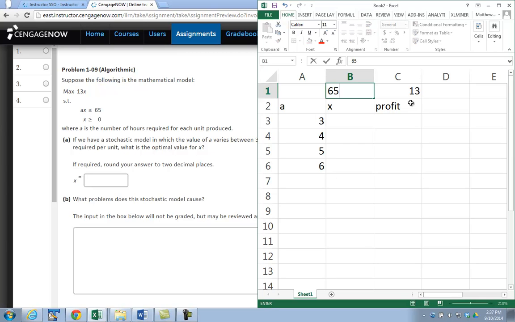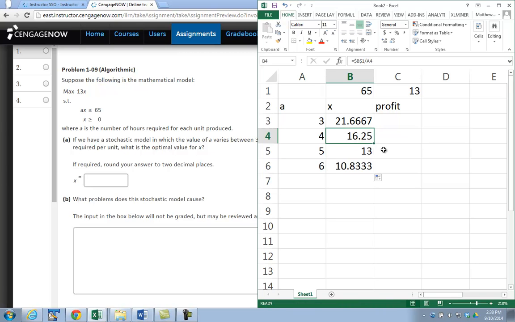For the constraint, I'm going to put the right hand side up in row 1, which is 65 for me. Because it's a less than or equal to, I can just treat it as an equal to, so I can say AX equals 65. I know what A is. A is 3. I need to find X. So to do that, I simply take the right hand side, 65, anchor it by hitting F4, and divide by A. So in our case, when A is 3, X will be equal to 21 2/3.